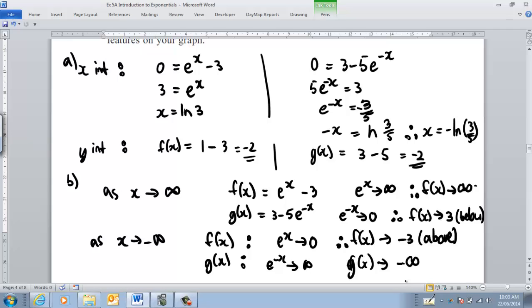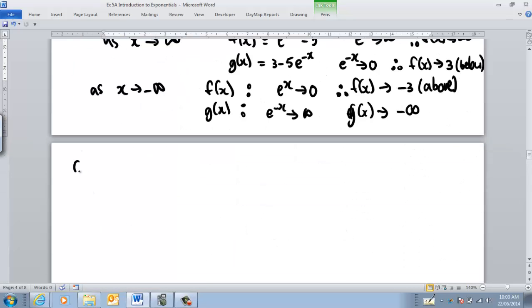Right, so then we've got to go to part C. In part C, we've got to find the points where they intersect. We do that algebraically. They intersect when e^x take 3 is equal to 3 take 5e^(-x). We can rearrange that first of all if we like. We could say e^x take 6, because the 3 comes over and becomes minus, plus 5e^(-x) is equal to 0.